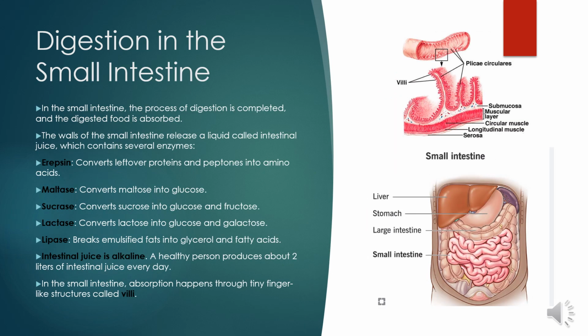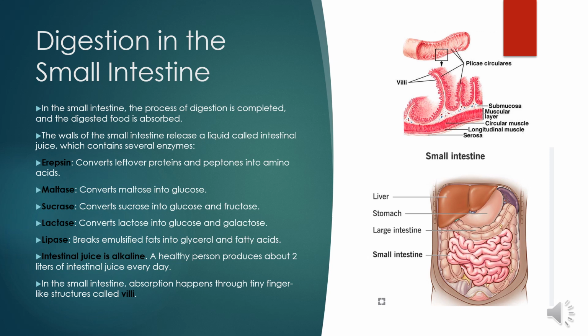Digestion in the small intestine. In the small intestine, the process of digestion is completed, and the digested food is absorbed. The walls of the small intestine release a liquid called intestinal juice, which contains several enzymes. Erepsin converts leftover proteins and peptones into amino acids. Maltase converts maltose into glucose.